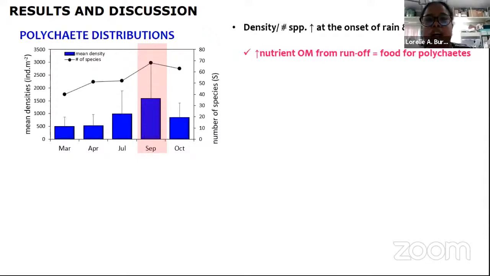This is likely due to the fact that during this month, increased runoff finds its way into the coast, carrying nutrients in the form of detritus and organic matter, which are food for marine organisms such as zooplankton and phytoplankton, as well as benthic organisms such as the polychaetes. This result is also consistent with the increased chlorophyll A concentration as we observed in the earlier slides.